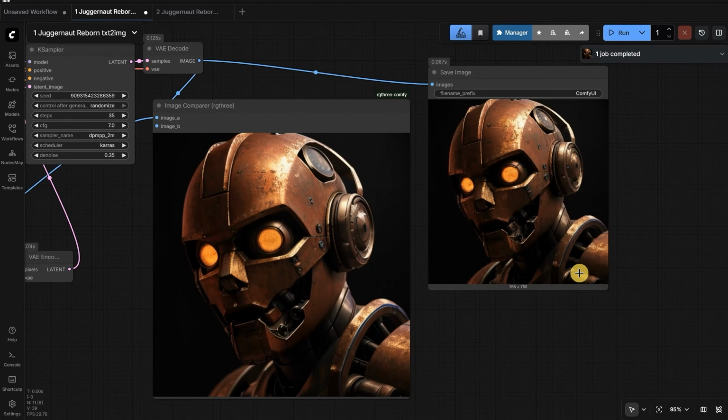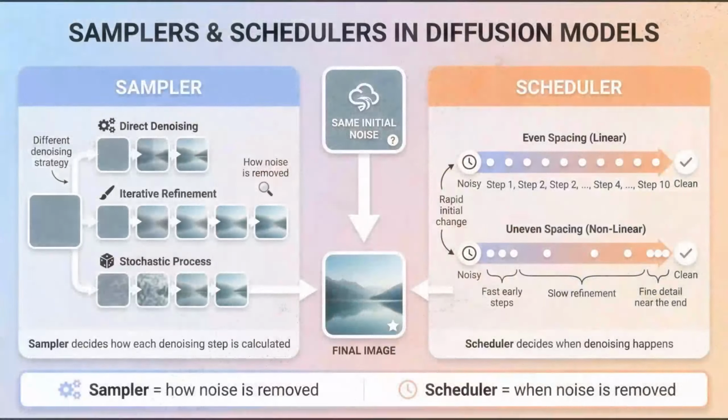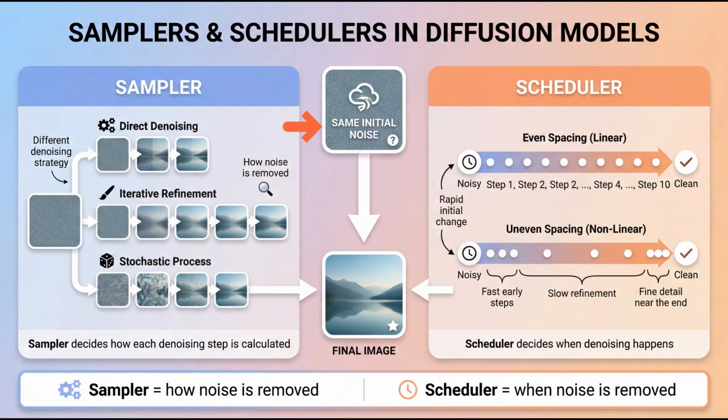Now we are going to talk about samplers and schedulers, which you can find here in the K-sampler. This is one of the most confusing parts at first, but the idea is actually simple. Everything begins with the same initial noise. The seed defines that noise, but once the noise exists, two different systems control what happens next.